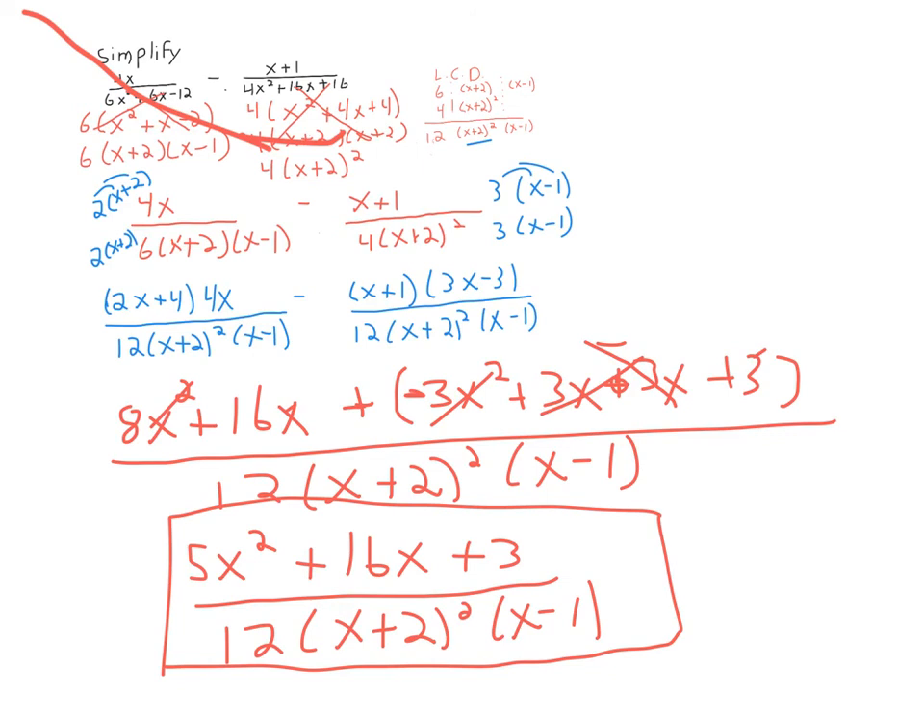That is how we add and subtract rational expressions. The key again is finding the LCD, which means we need to factor. Once we find the missing factors, we multiply both numerator and denominator by those missing factors for each expression. And lastly, remember to distribute through your negative and just combine your numerators.